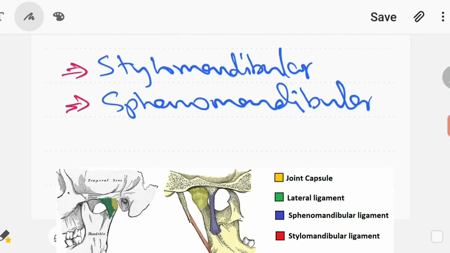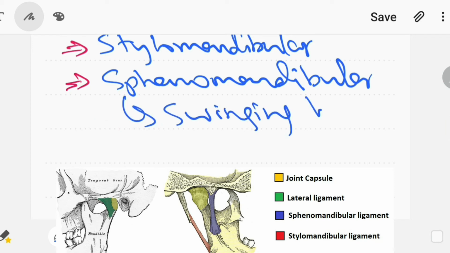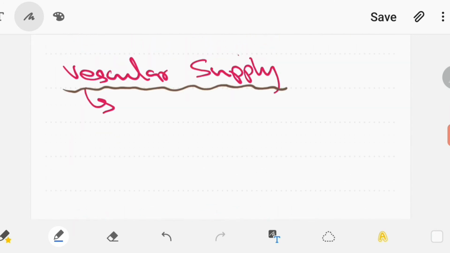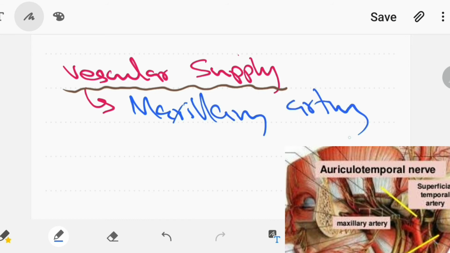weight of the jaw, and it is also called the swinging hinge of the mandible, because it causes protrusion, retrusion, as well as the elevation and depression of the jaw. So the vascular supply for the temporomandibular joint is through part of the maxillary artery and its branches.